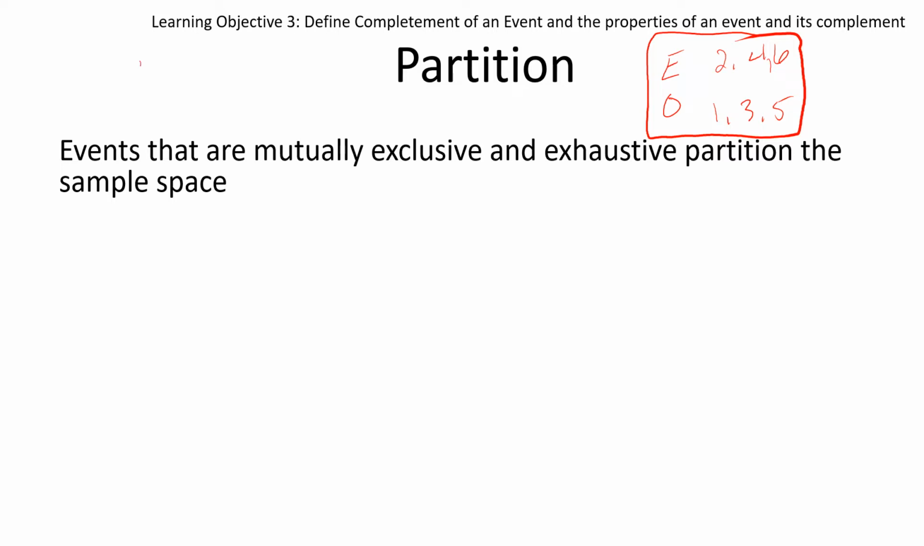However, if we looked at evens and low numbers, 2, 4, and 6, 1, 2, and 3, they are not mutually exclusive, they're not exhaustive, and they do not form a partition.